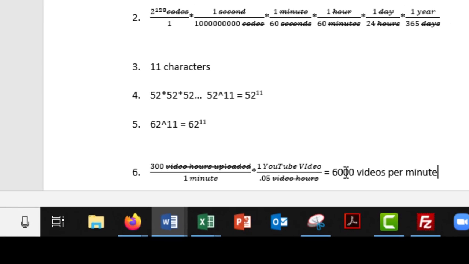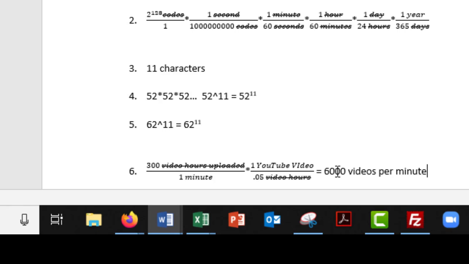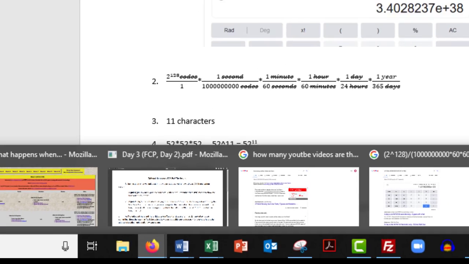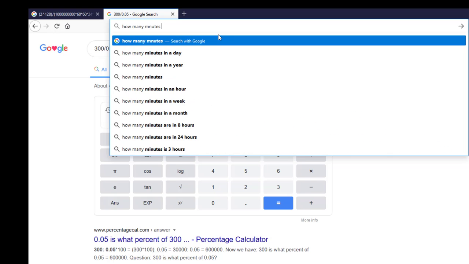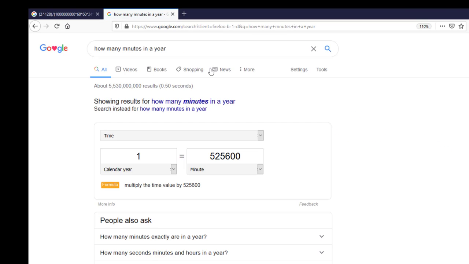From that assumption, you can extrapolate that out like you did up here to figure out how many YouTube videos have been uploaded since the beginning of YouTube. Just FYI, YouTube's only been around 15 years. So I'm going to take a quick little trip down memory lane here. How many minutes in a year? I'm going to speed up the process here because this is now a 16-minute video and I want to knock it down even more.